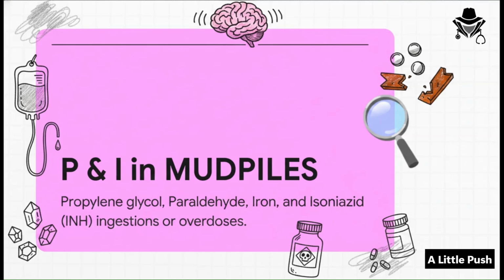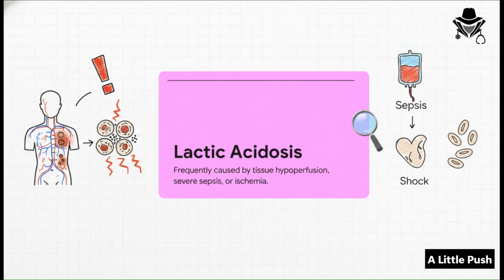up acid production. Next up is the L in MUDPILES, and that is lactic acidosis. You are going to see this one all the time in the clinic. Lactic acidosis is usually caused by tissue hypoperfusion. So if your patient is in shock, if they're battling severe sepsis, or even severe anemia, their tissues are just starving for oxygen. To cope, the cells switch gears, and the byproduct of that is lactic acid. It's a massive, blinking red flag that your patient's organs are seriously struggling.